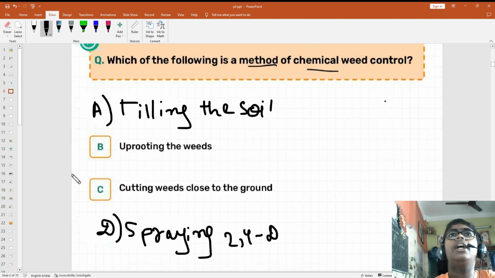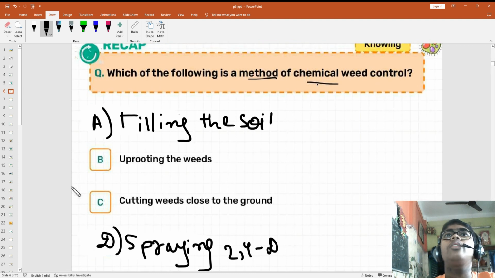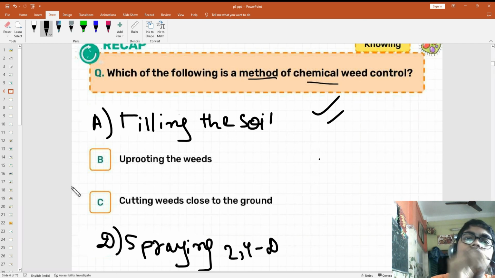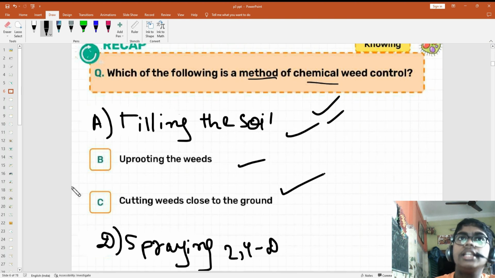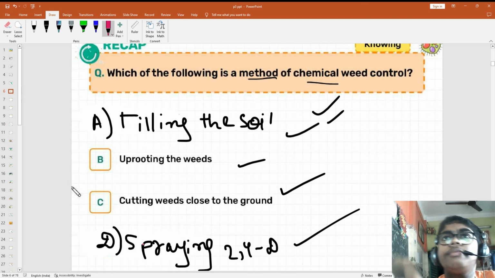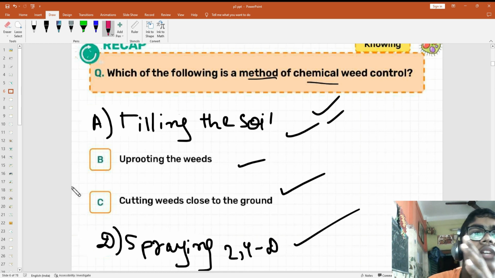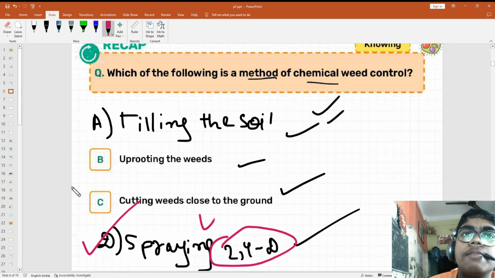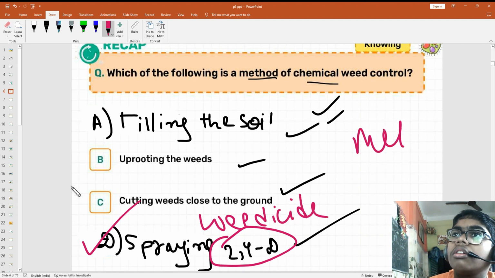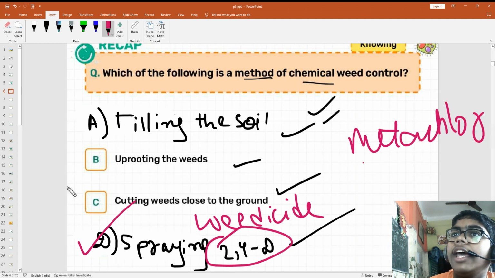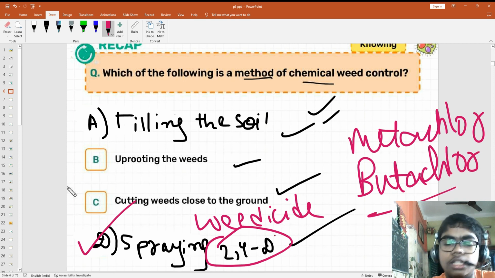First one: which of the following is a method of chemical weed control? We are controlling weeds with a chemical, which one uses a chemical? Tilling the soil, uprooting the weeds, cutting the weeds close to the ground, or spraying 2,4-D? Tell me. The answer will be spraying 2,4-D. So remember, 2,4-D is an example of a weedicide. Also there are metachlor and butachlor. They are basically herbicides.